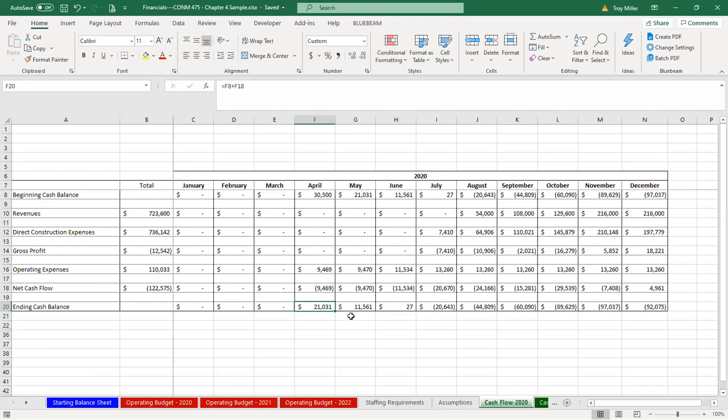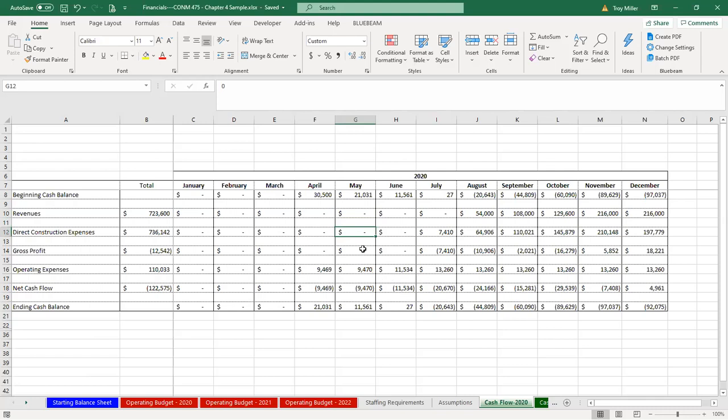Okay, moving ahead to May, your beginning cash balance after our very first cash balance will always be the ending cash balance of the month before. So you can see I've just created a link right here, equals, in my case, cell F20, which is what my ending cash balance is. So that's essentially your beginning cash balance, moving the ending cash balance from the month before up to that spot.